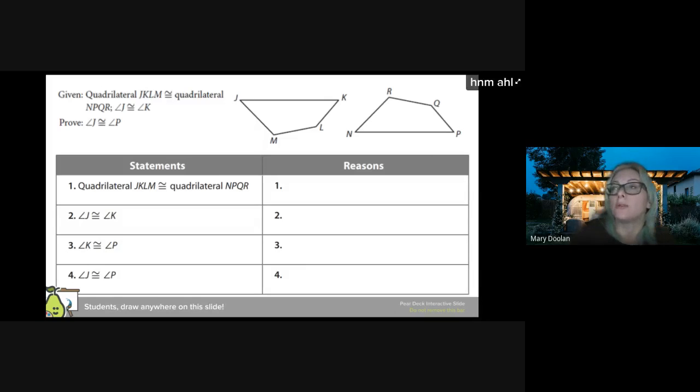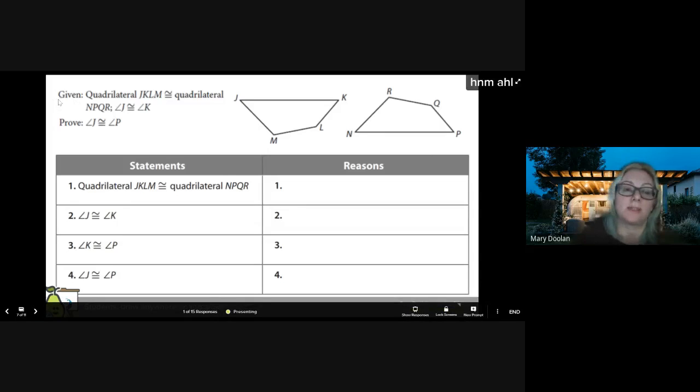We have a quadrilateral. Okay, so up the top it says given: quadrilateral JKLM is congruent to quadrilateral MPQR, and angle J is congruent to angle K. And so we're given these two statements. That's given. And we're going to prove that angle J is congruent to angle P. All right, so the statements are already filled in. We have to come over here and fill in the reasons.